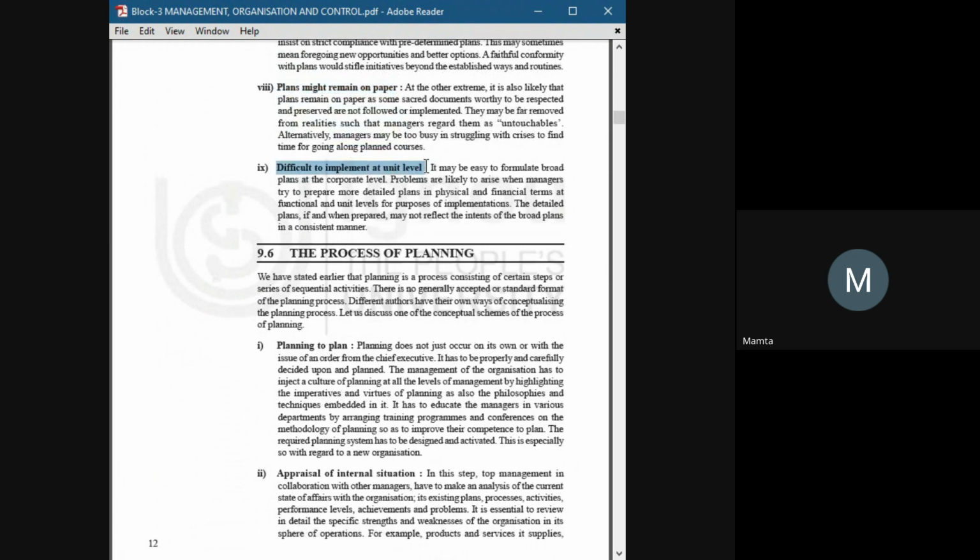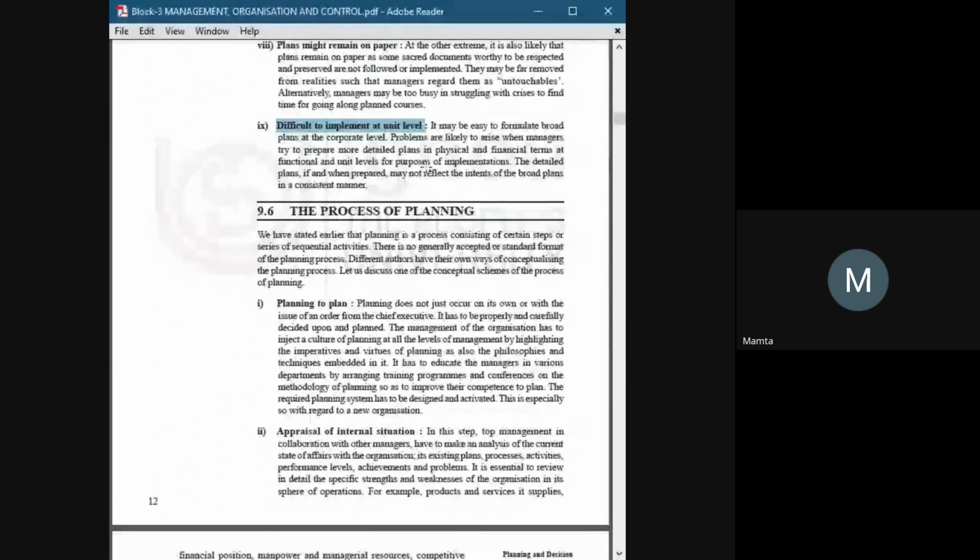Difficult to implement at unit level. It may be easy to formulate broad plans at a corporate level. Problems are likely to arise when managers try to prepare more detailed plans in physical and financial terms at functional and unit levels for purposes of implementation. So we have created a broad plan, but it will be difficult for us to implement it at unit level, at each small level of the organization.